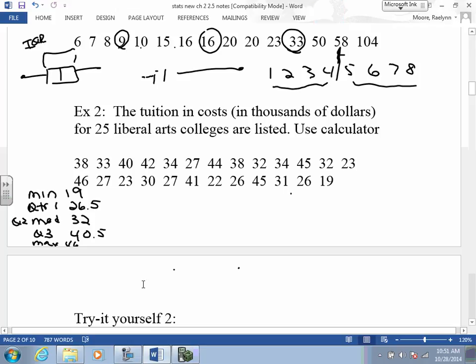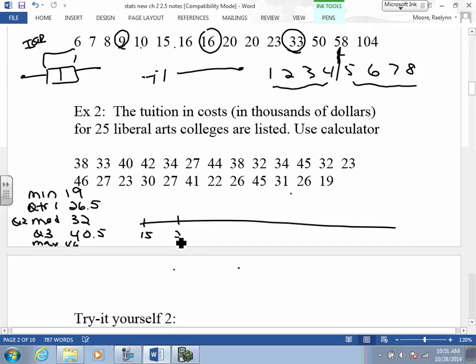Okay? Now, key to your box and whisker is your number line. It's kind of like your dot plot thing. Remember your dot plot? You had to do the min to the max. Your min is 19, your max is 46. So say we go from 15 up to 50, and we go by 5s.